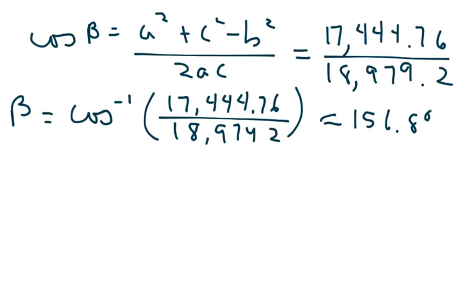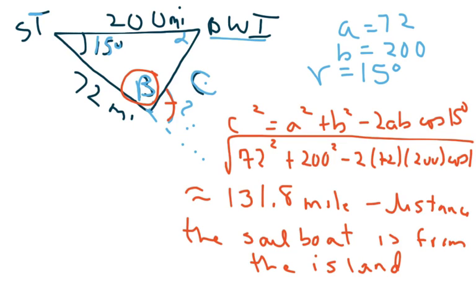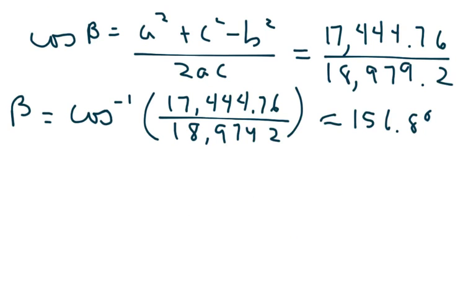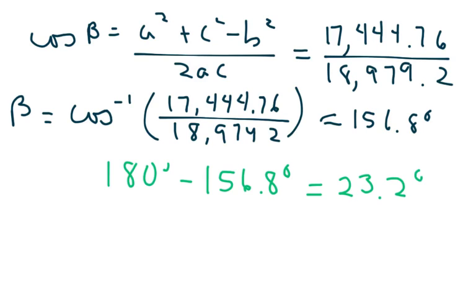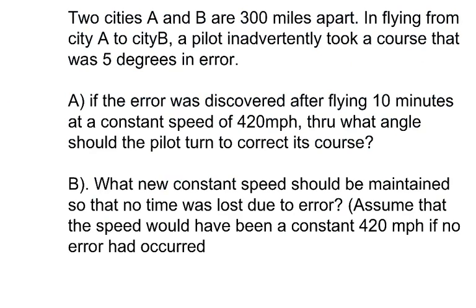Alright, and that's approximately 156.8 degrees. So let me go back. This is 156.8. And all I have to do to find this angle is subtract this from 180. So I'm going to take 180 degrees minus 156.8 degrees, and the angle to correct the course is 23.2 degrees. Okay? Just be careful with your calculator and you should do fine. It's not that hard. Alright.